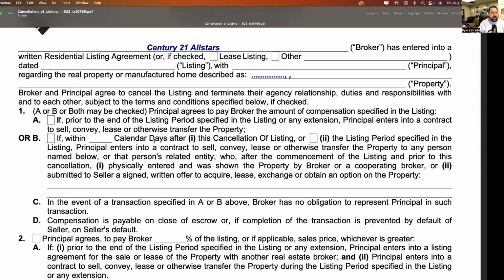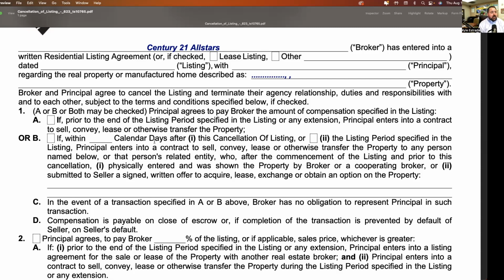It's not one or the other, meaning I could check box A and B. If prior to the end of the listing period specified in the listing or any extension, principal enters into a contract to sell, convey, lease, or otherwise transfer the property, which is what we would say to somebody normally if they're asking us to cancel the listing because they don't want to sell any longer. They're adamant, I'm not selling. Well, if that's the case, then they should have no issue with 1A, right?